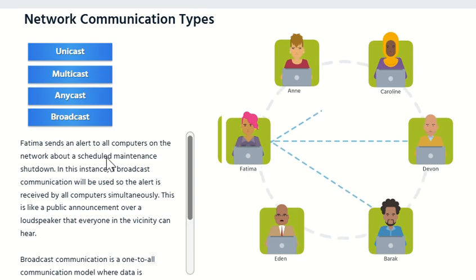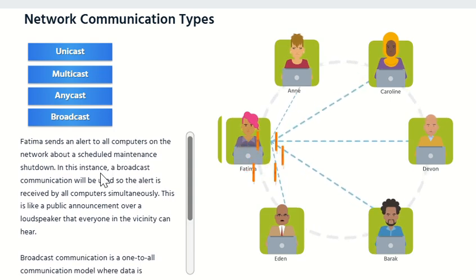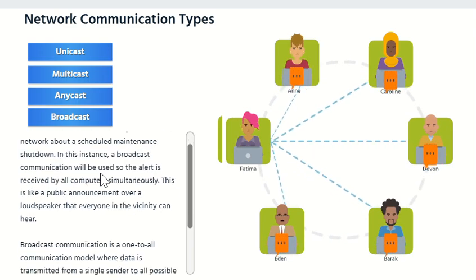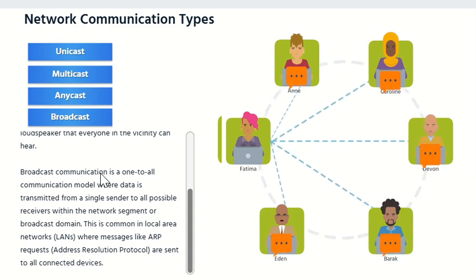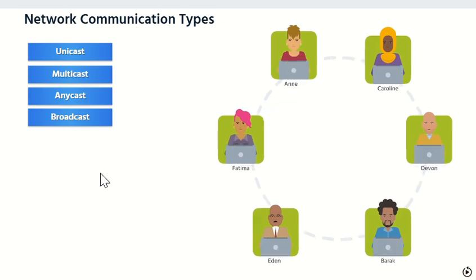Fatima sends an alert to all computers on the network about a scheduled maintenance shutdown. In this instance, a broadcast communication will be used so the alert is received by all computers simultaneously. This is like a public announcement over a loudspeaker that everyone in the vicinity can hear. Broadcast communication is a one-to-all communication model where data is transmitted from a single sender to all possible receivers within the network segment or broadcast domain. This is common in local area networks where messages like Address Resolution Protocol requests are sent to all connected devices. Click Next to continue.